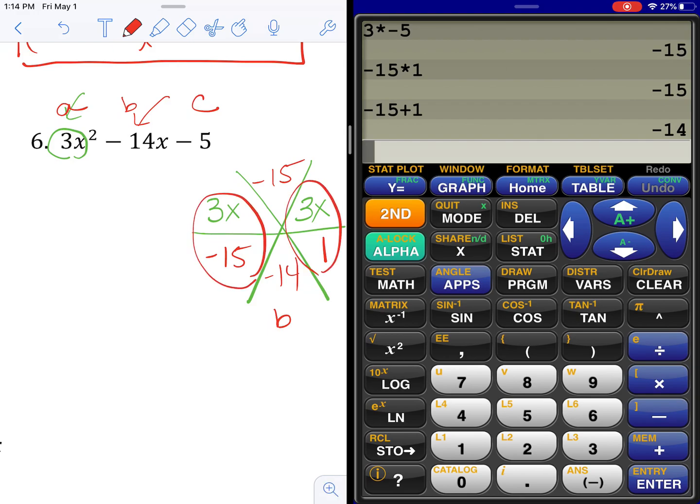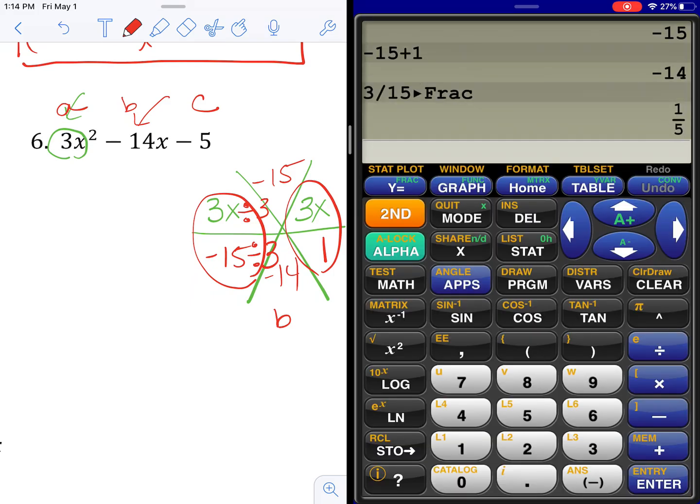So again, this is almost to our final answer. We just need to make sure that we can't reduce. On the left side, you can divide both the 3 and the 15 by 3. You could also type it in like this, 3 divided by 15, math, enter, enter, and that tells you 1x and then minus 5x.